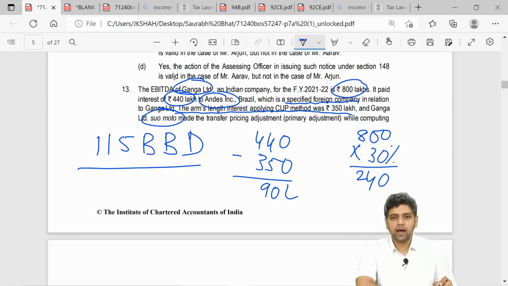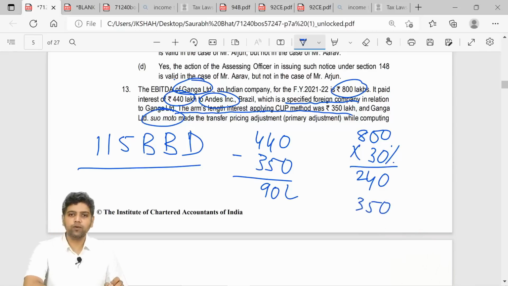As against that, I have paid interest of 350 lakhs. Sir, why 350? Why not 440? Because 440 minus 350, that is 90 lakhs, I have already suo moto disallowed, saying that this is not at arm's length. So 90 lakhs is already disallowed. Again, you cannot disallow it under two provisions, else there will be double disallowance.